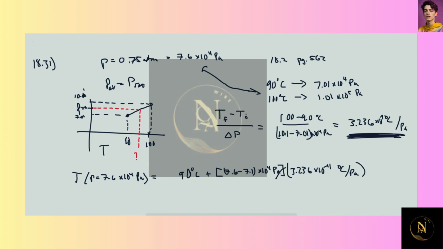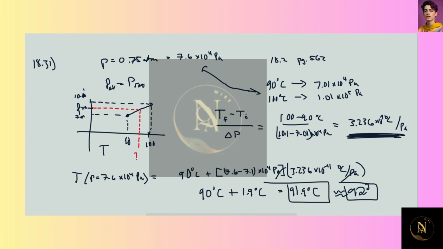So we can see here that our pascals will cancel, and we're left with 90 degrees Celsius plus this value, which we calculate to be 1.9 degrees Celsius. And this comes out to be 91.9 degrees Celsius, or roughly 92 degrees. And that's where water boils on the mountains.